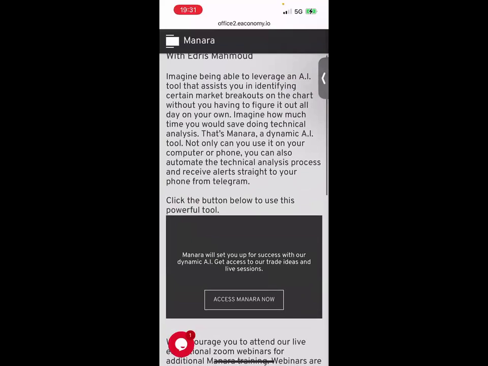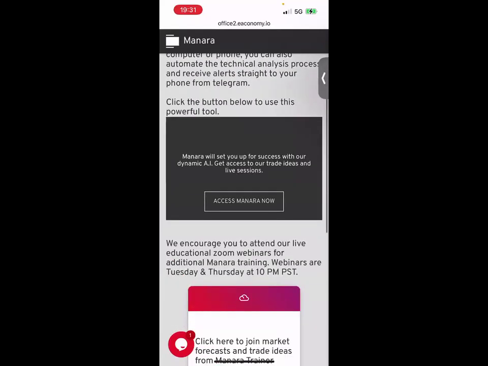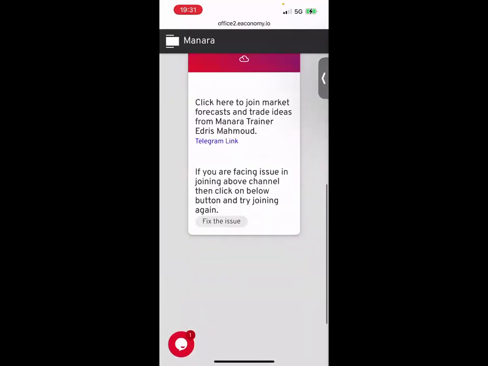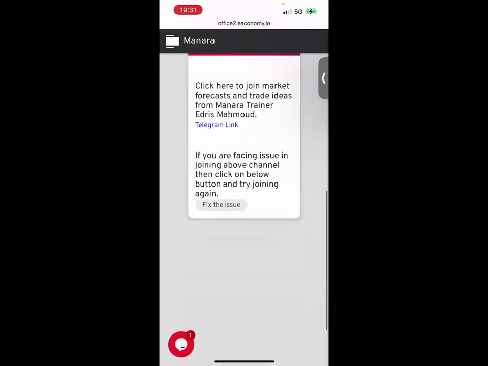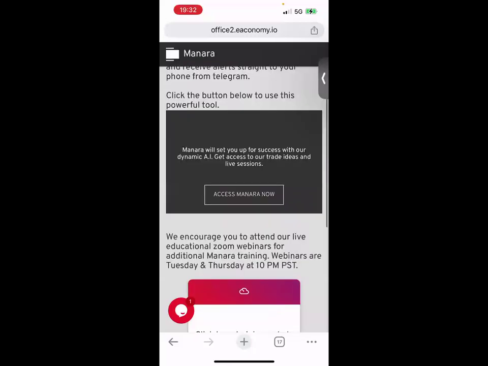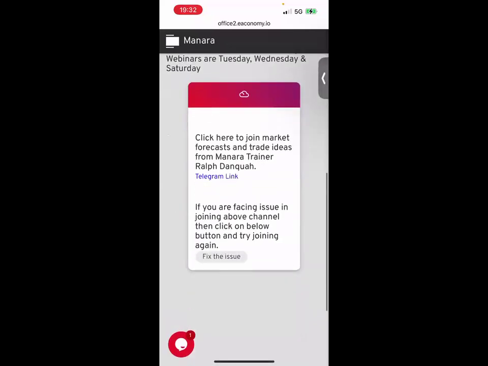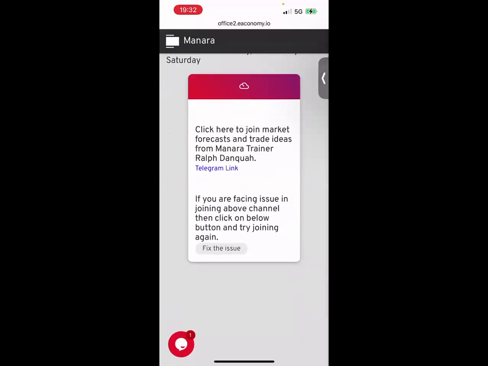So we have the Telegram group as well. Scroll down. You click here, Telegram link, and you join the Telegram group as well. So come up. Come and choose Forex and Manara. You scroll down. You join the Telegram link as well. That's just how this works.